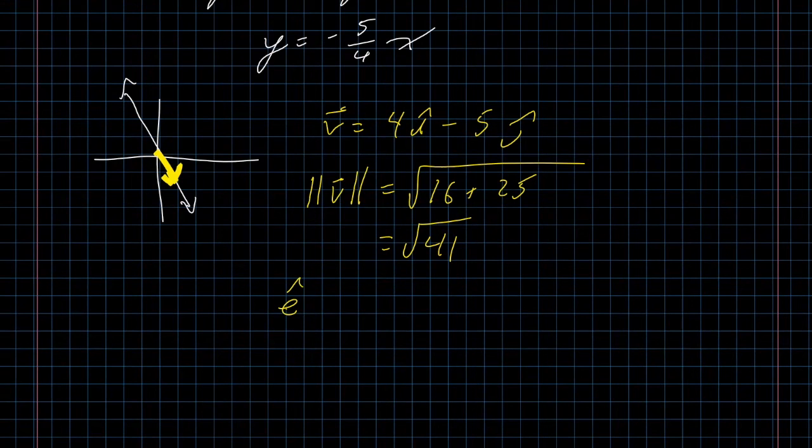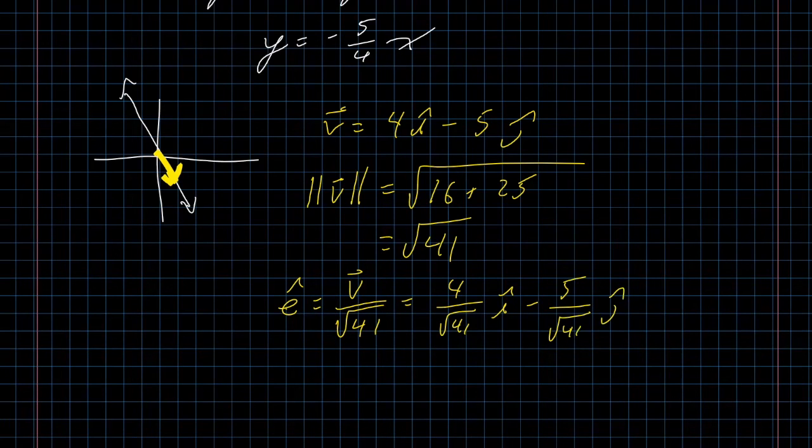But if I take my vector and I divide by that magnitude, then I will be left with a vector which has a magnitude of 1. So it'll be 4 over the square root of 41 times i hat minus 5 over the square root of 41 times j hat.